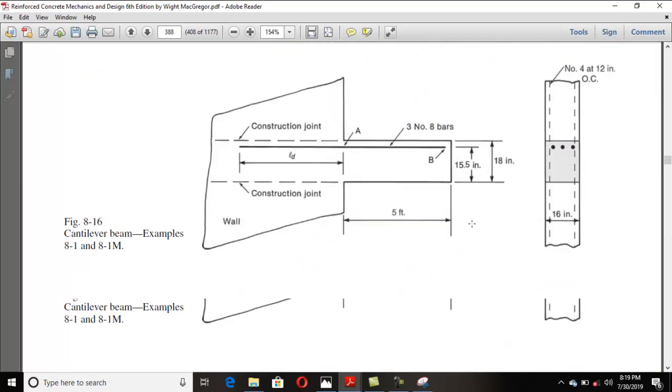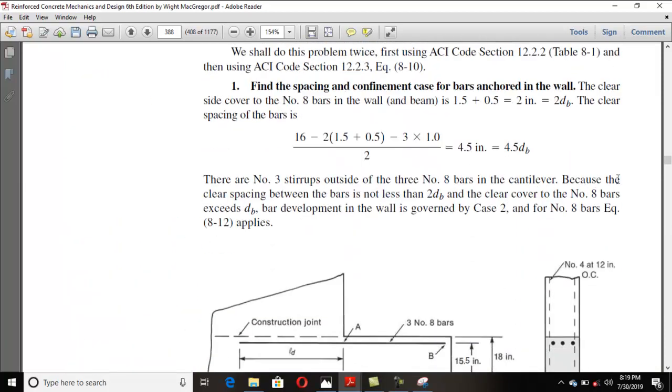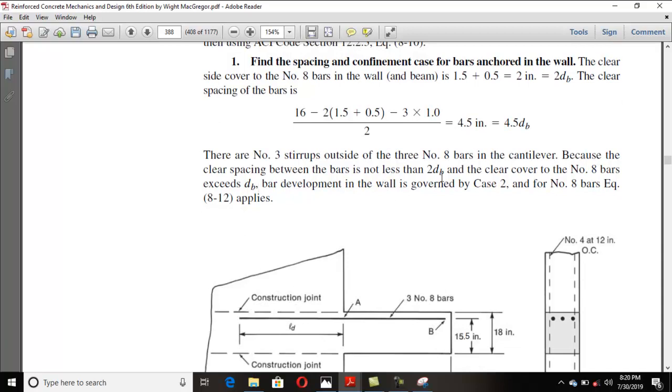This is the example. They check it because the clear spacing between the bars is not less than 2 dB, and the clear cover to the number 8 bar exceeds dB. You know, clear cover. There are number 3 stirrups outside of the 3 number 8 bars, that is clear, almost it is given. Because the clear spacing between the bars is not less than 2 dB. This criteria is not fulfilled here.